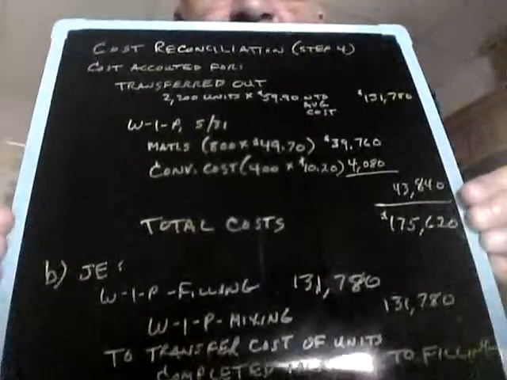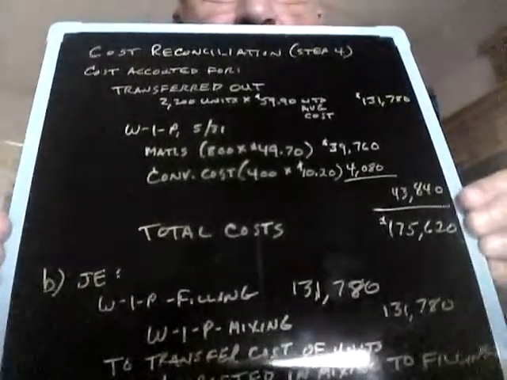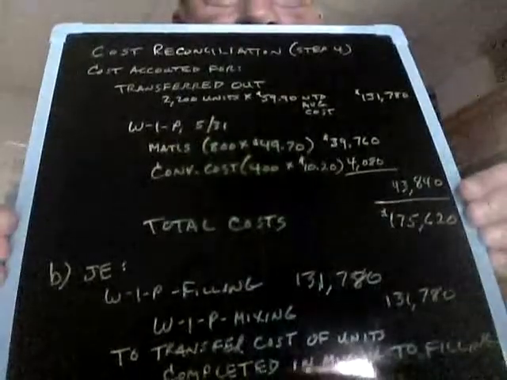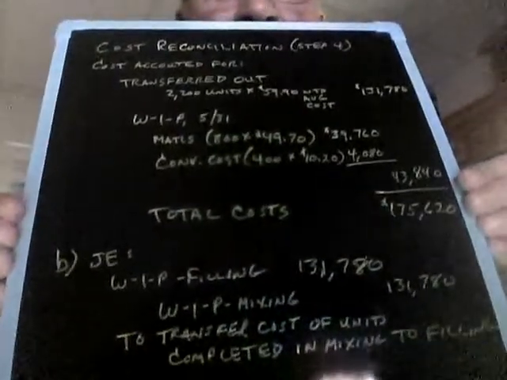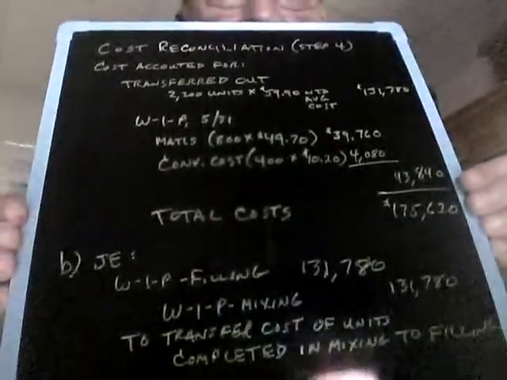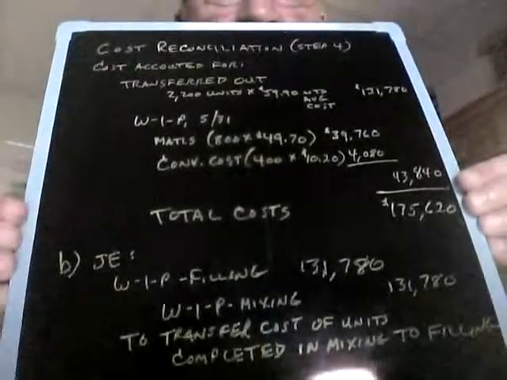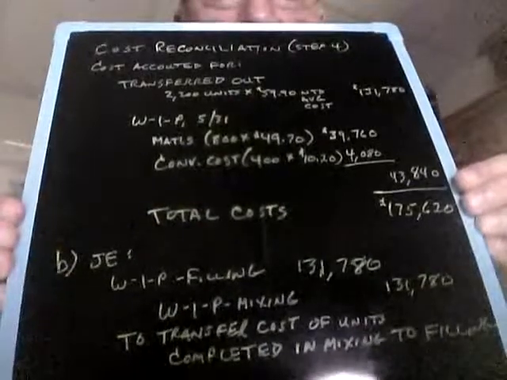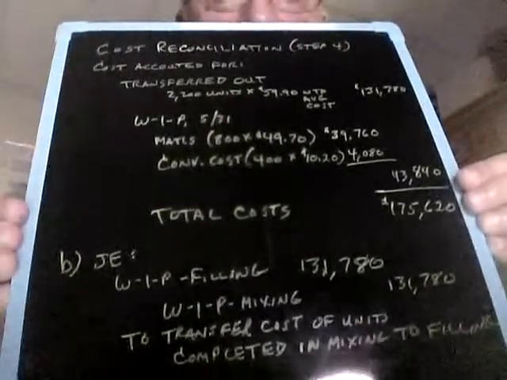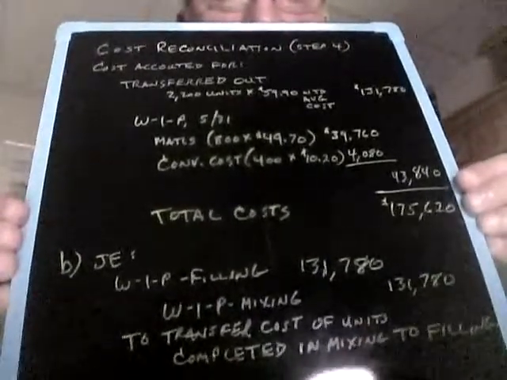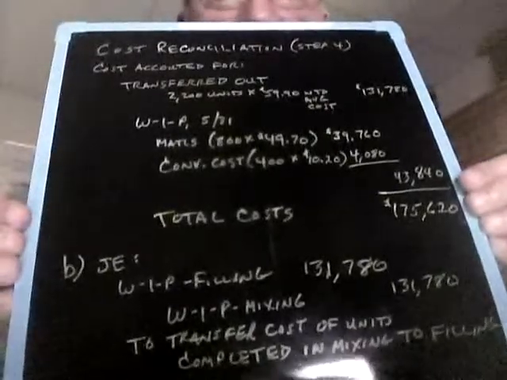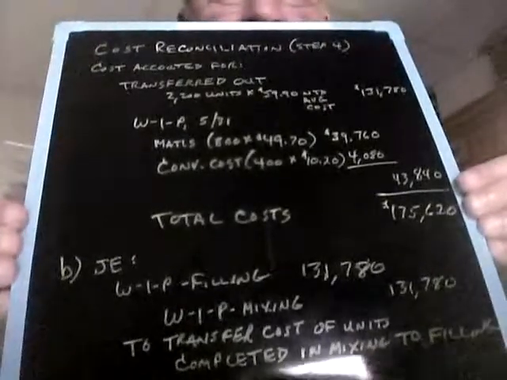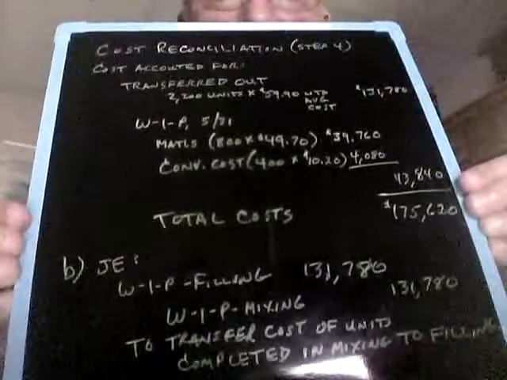But then we have part B, which is the journal entry to transfer the completed units from the mixing department and into the filling department. So that's what this is showing, a debit to work in process filling of $131,780 and a credit to work in process mixing of $131,780.